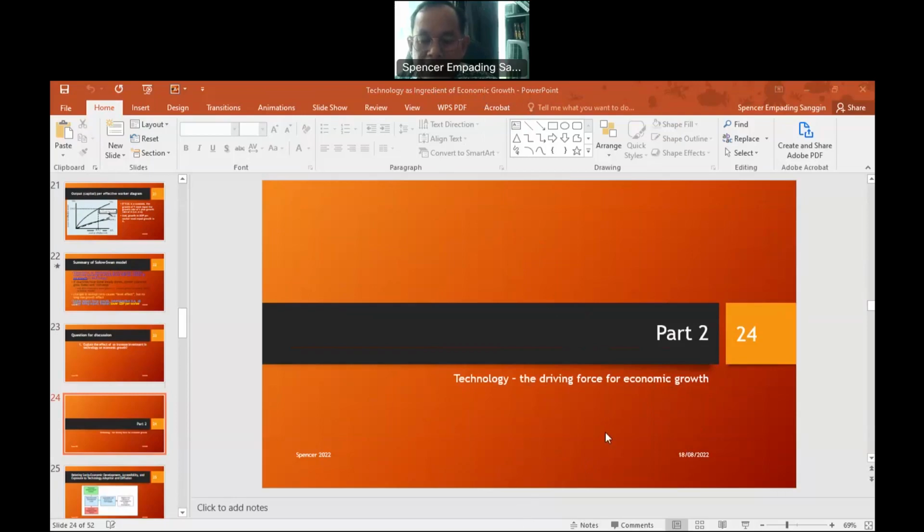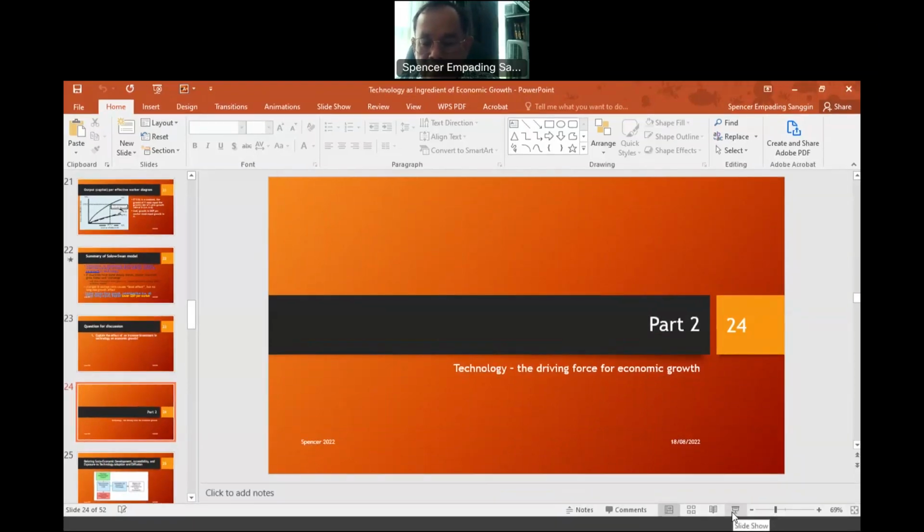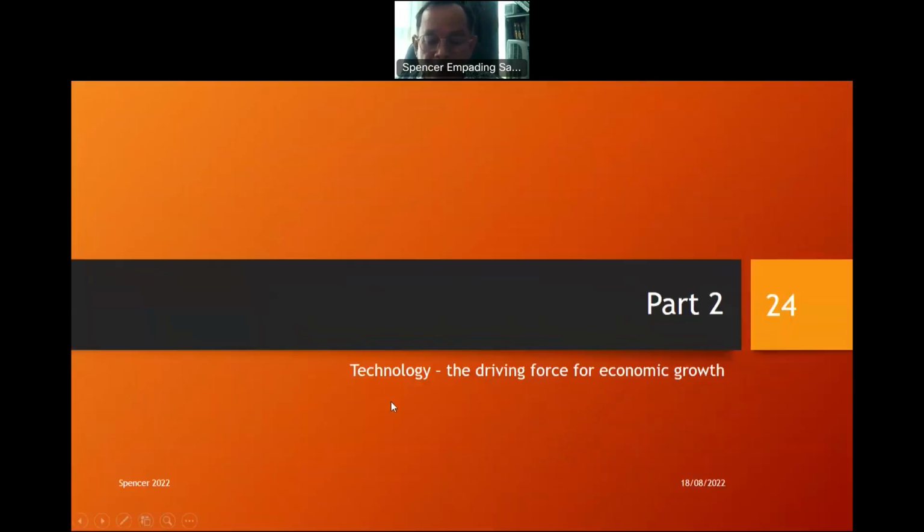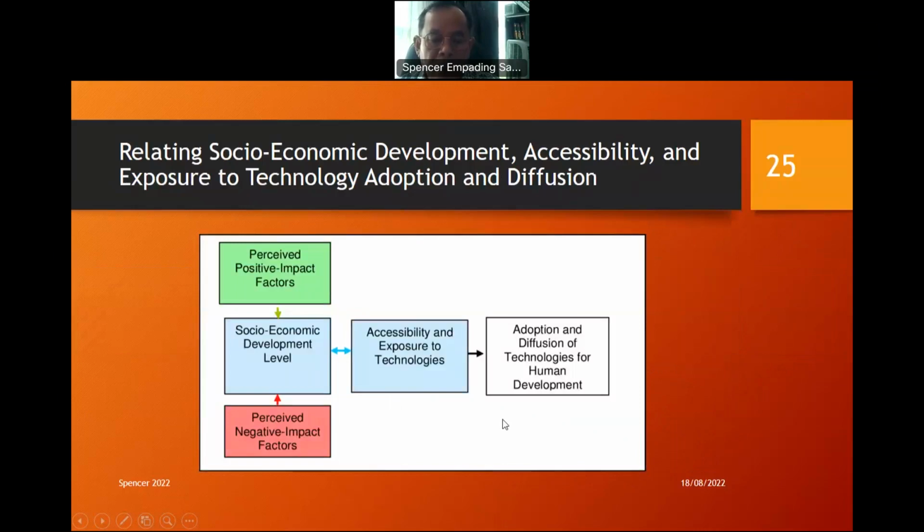So the second part is more or less to complement the earlier part of the lecture on the role of technology in economic growth, particularly with respect to the Solow models of economic growth we've seen earlier on. Okay. All right. Let's go faster now. So technology is the driving force for economic growth.